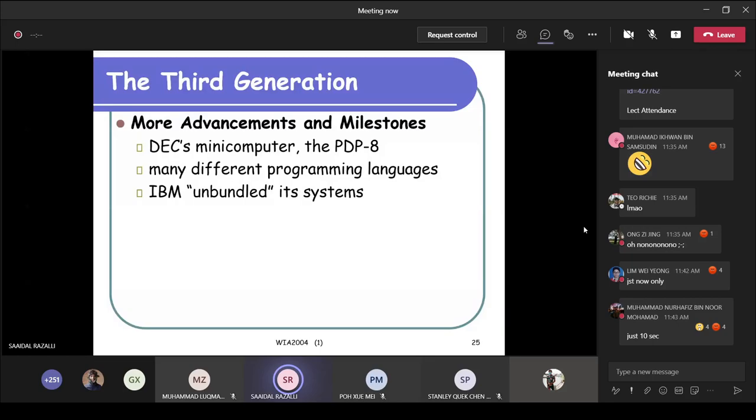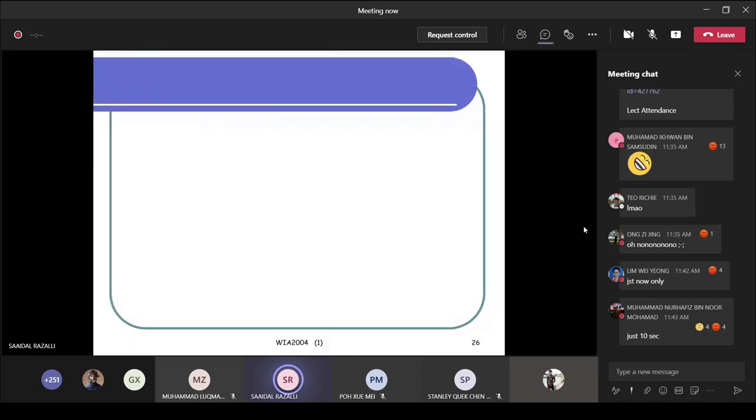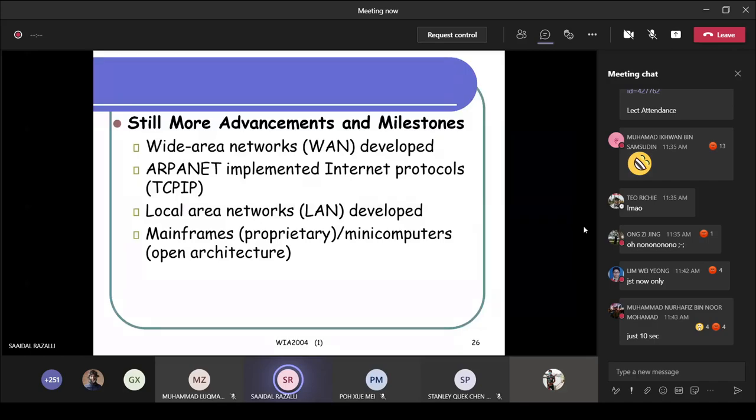So the third generation as well, you have more advancement: DEC's minicomputer, a US company. PDP, I forgot what the acronym stands for. DEC minicomputers, many different programming languages, IBM unbundled its systems. It is not a PC, but a minicomputer, though at that time, compared to current times, it was really still a giant computer. So in the 1970s, wide area networks were developed, which is the basis for the internet, ARPANET implemented internet protocols, TCP/IP, local area networks, LAN, were also developed, and mainframes, minicomputers, and open architecture also developed at that time.